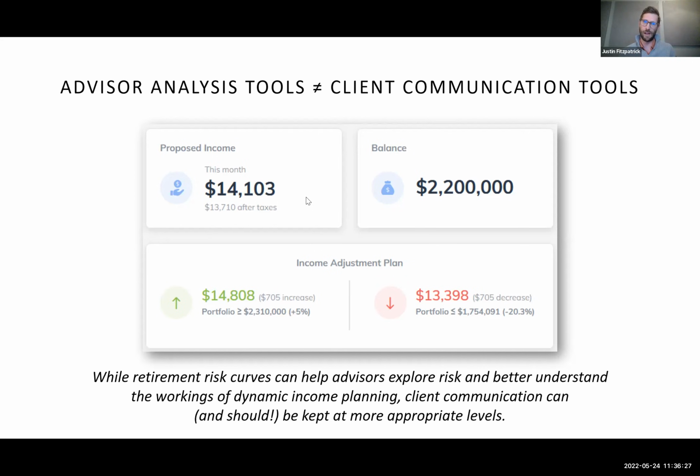So for these folks, a 5% increase in the near term of their portfolio would lead to an opportunity for an income increase. A 20% reduction in their portfolio would lead to a trigger of an income decrease. So again, with these risk curves, I'm trying to show how conceptually that range of possible incomes is behind the concept of total risk guardrails and an income adjustment plan.